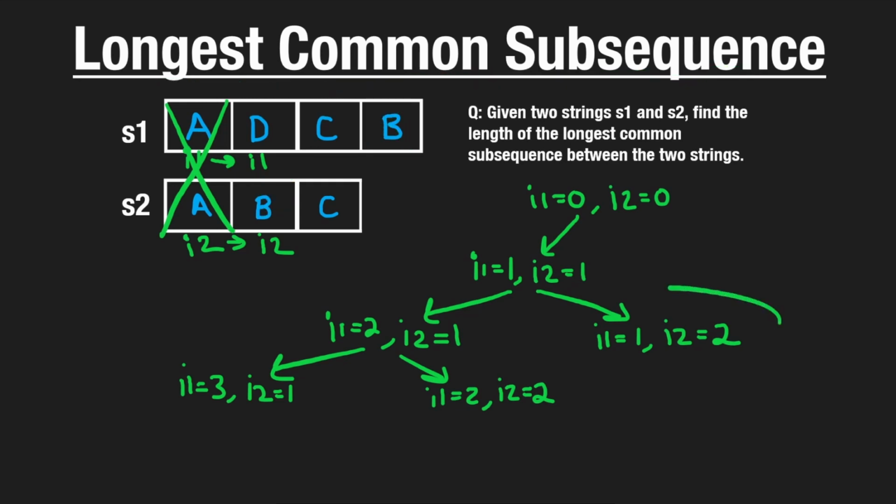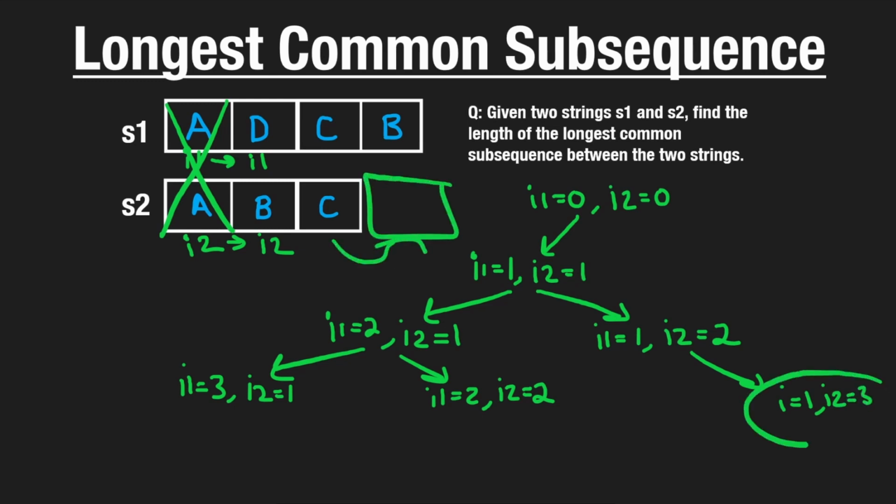And now let me show you something interesting on the right side over here. If our I1 is at index 1, that means it's at the D. If our I2 is at index 2, that means it's over here. These two are not equal to each other. So we can try incrementing I2. That would be the right path. So I1 stays as 1, I2 would be 3. But if I2 is 3, that means it's out of bounds. So this is basically a base case. We're going to return 0 from here.